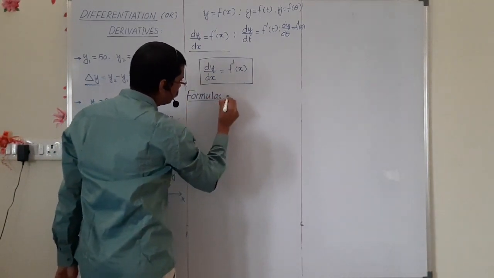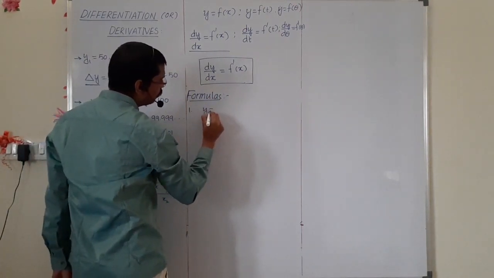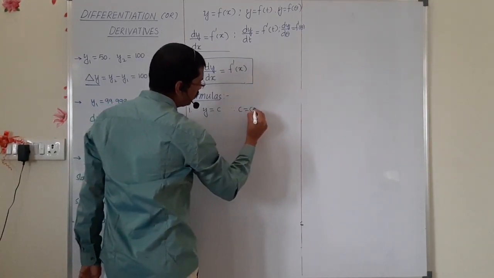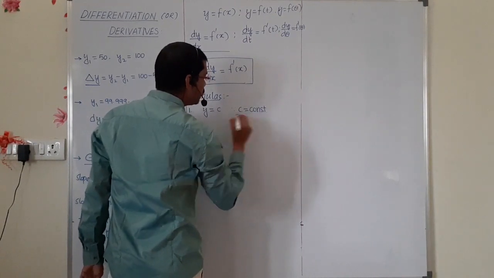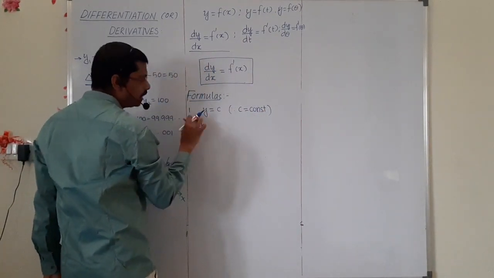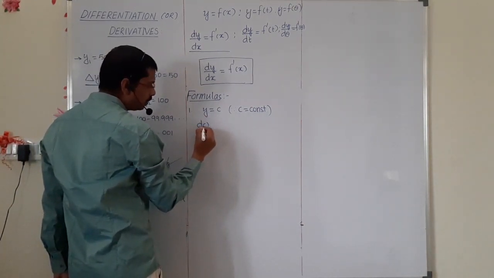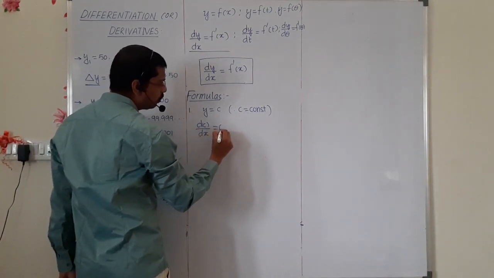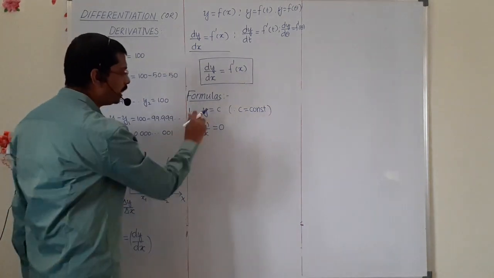The formulas. The first formula, y is equal to c. Here c means constant. C is a constant. The differentiation of c, differentiating c with respect to x. The differentiation of a constant always gives the zero derivative.